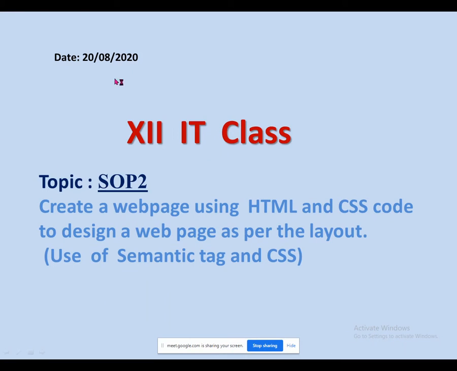Our today's topic is SOP2, which is a skill-oriented practical 2. And the question under this is: create a web page using HTML and CSS code to design a web page as per the given layout. We'll see this layout later on. But in these questions, you have to use semantic tags and CSS. Okay. So before starting with this SOP2, we'll see what are semantic tags.